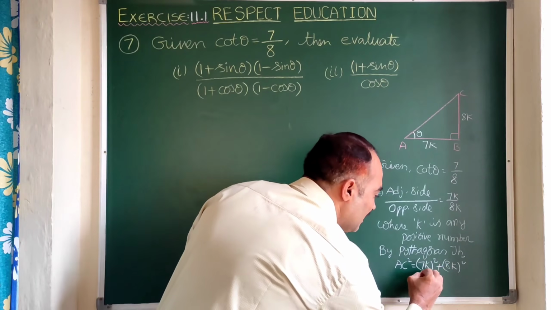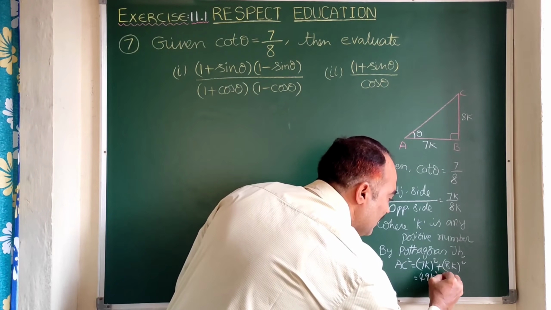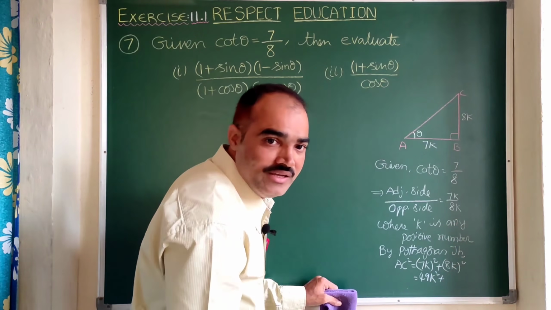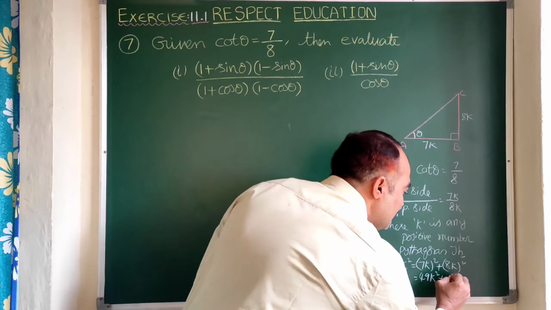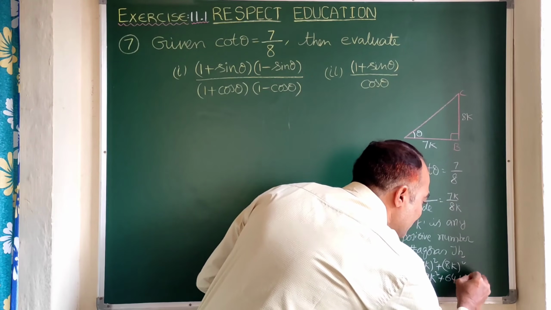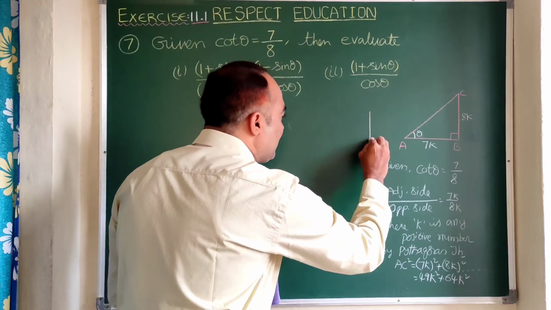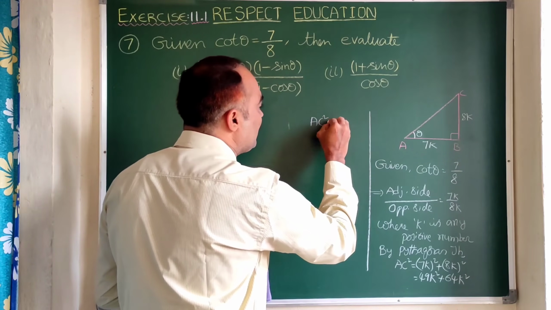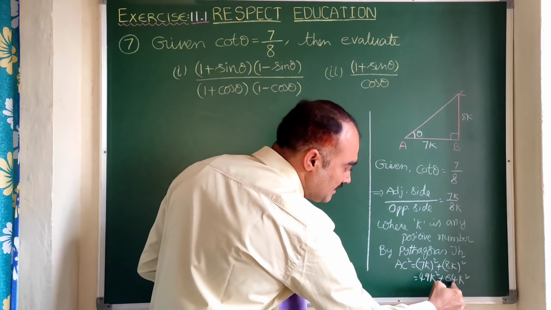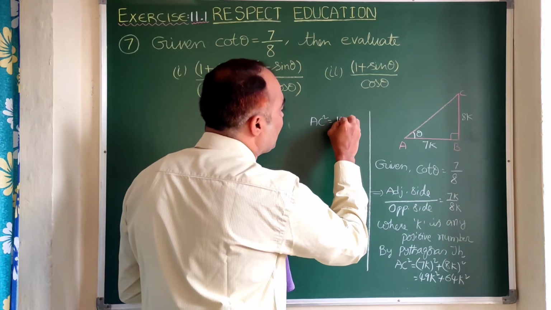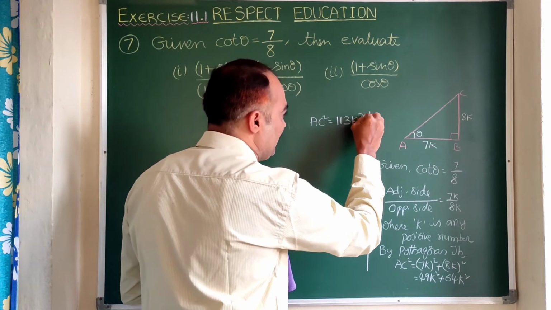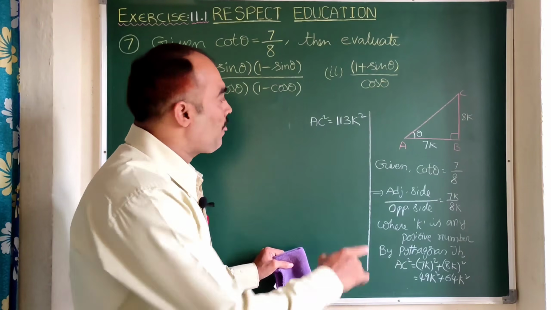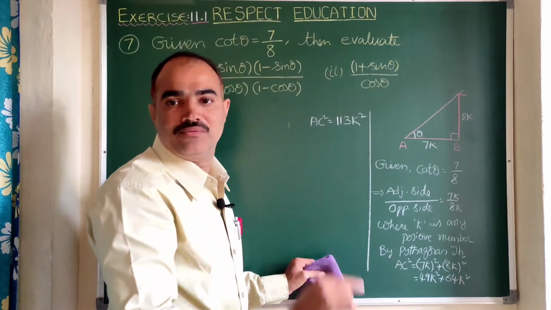49k square plus what is 8 square? 64. Then again k square, 64k square. Let us add 49 and 64 so that here we get AC square equal to 113k square. In fact 113 is not a perfect square.